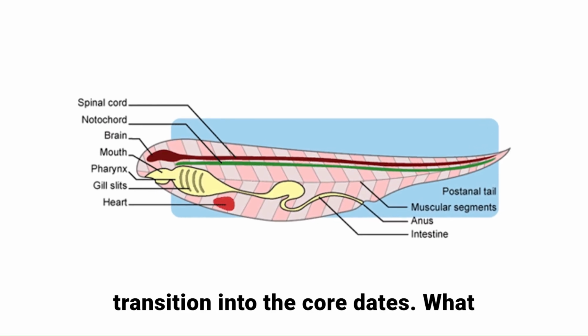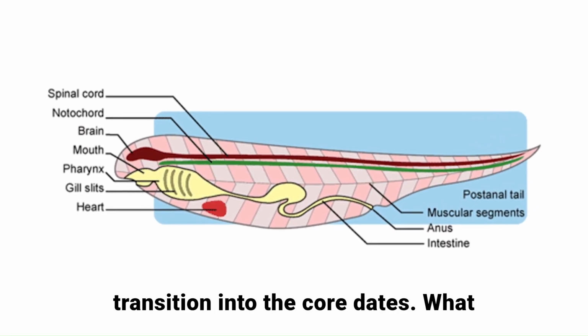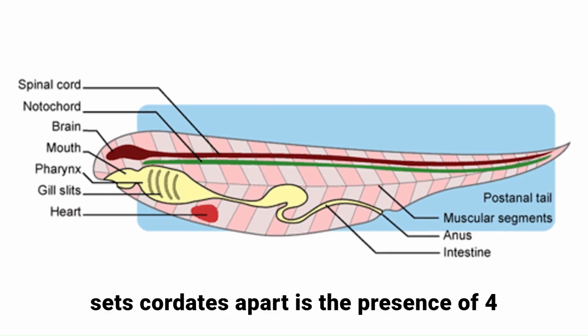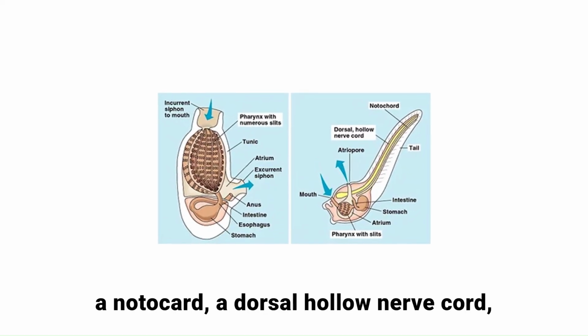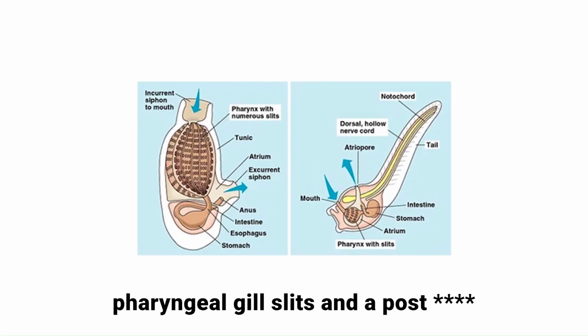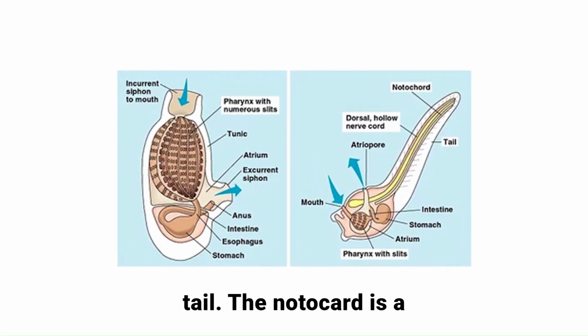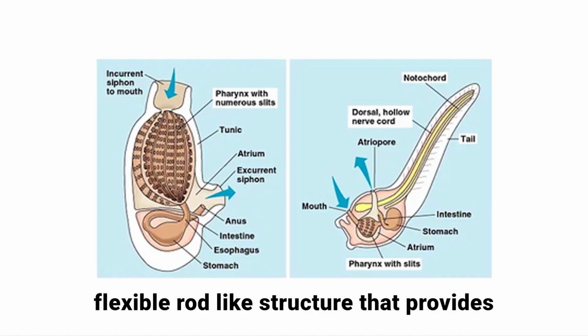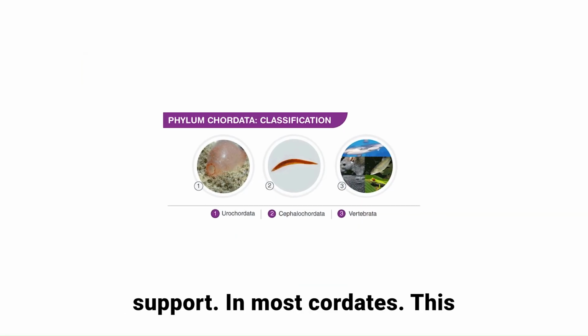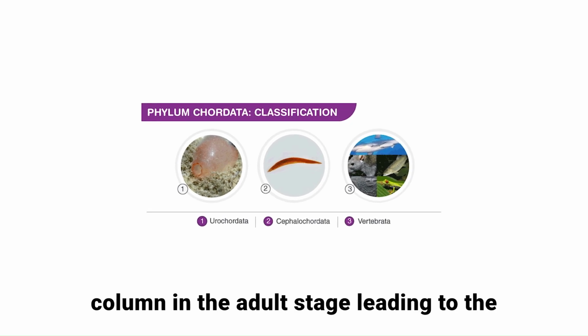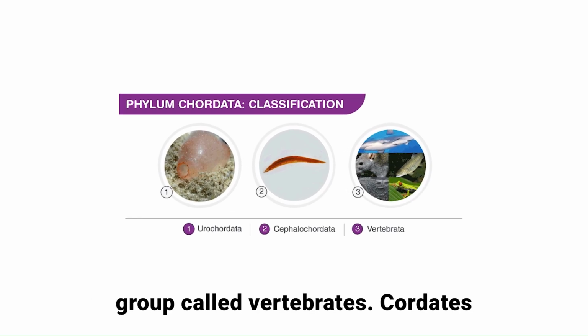Now, we transition into the chordates. What sets chordates apart is the presence of four key features at some stage of their life: a notochord, a dorsal hollow nerve cord, pharyngeal gill slits, and a post-anal tail. The notochord is a flexible rod-like structure that provides support. In most chordates, this notochord is replaced by a vertebral column in the adult stage, leading to the group called vertebrates.